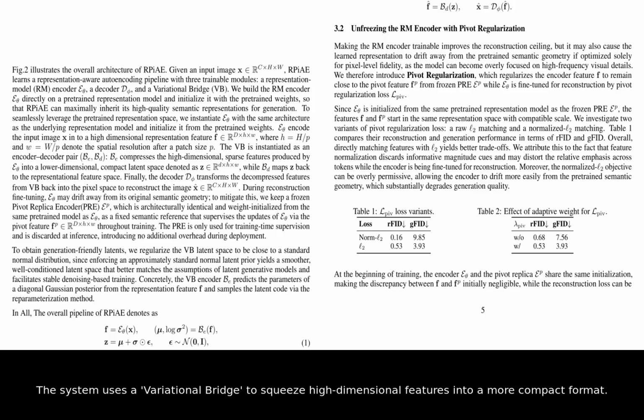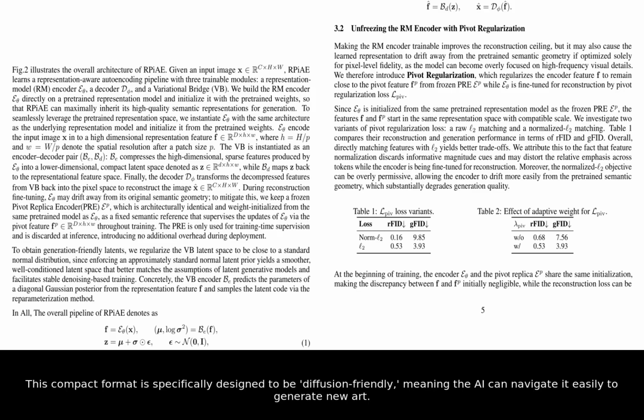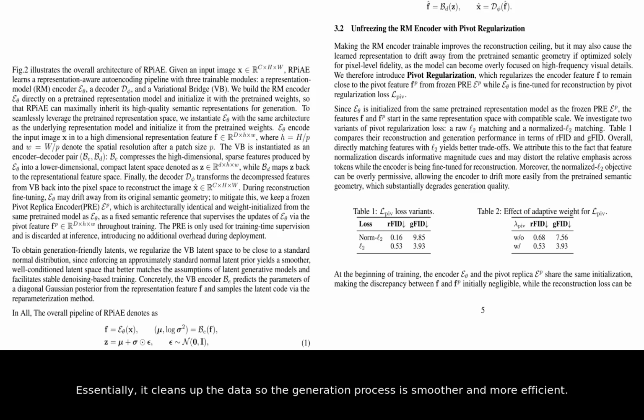The system uses a variational bridge to squeeze high-dimensional features into a more compact format. This compact format is specifically designed to be diffusion-friendly, meaning the AI can navigate it easily to generate new art. Essentially, it cleans up the data so the generation process is smoother and more efficient.